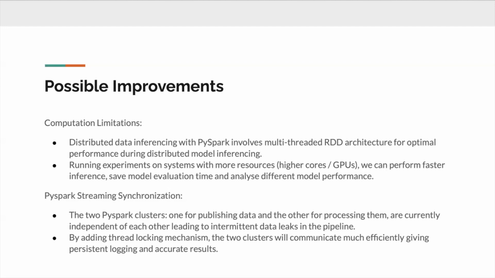For our PySpark streaming, we have limitations on the development of the application itself. There are several improvements that we can make to the app. One of them is, instead of using the current architecture, which uses a JSON file, to use a DB. And the other one is a thread locking mechanism so that the clusters will communicate synchronously and give persistent logging and accurate results.